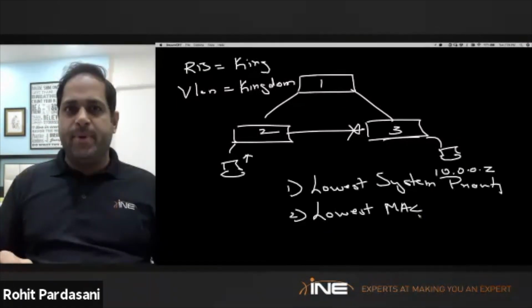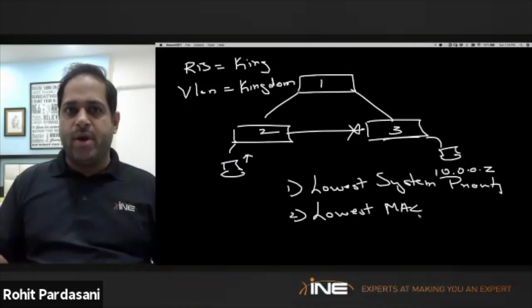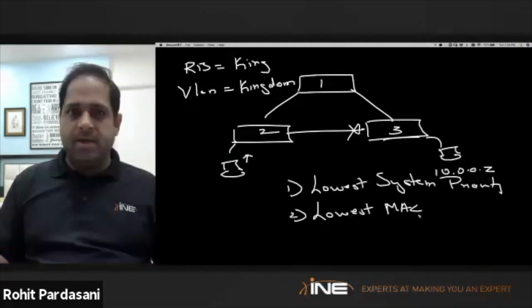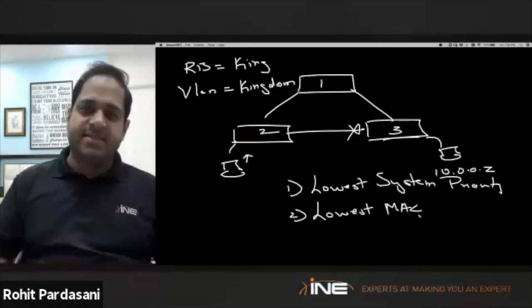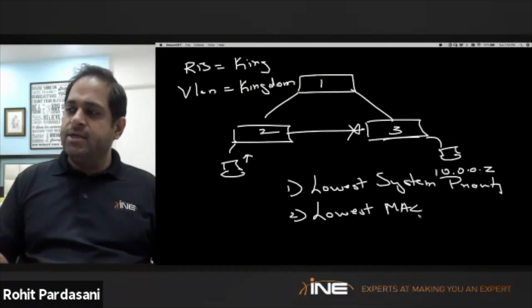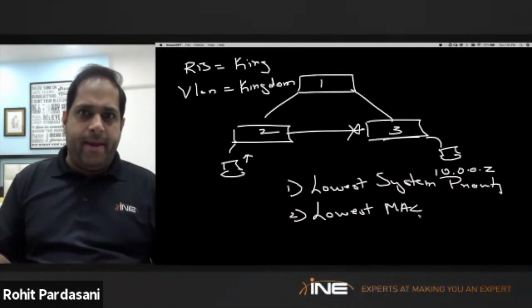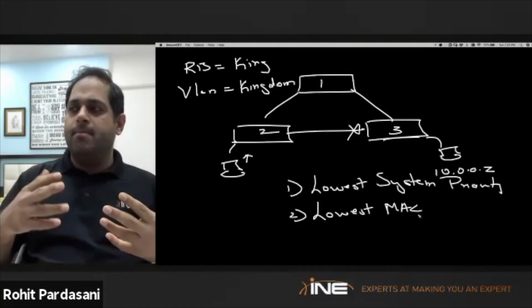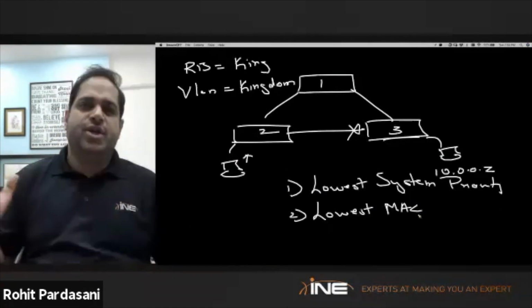First, it would always compare the system priority. Now, all Cisco switches have the default priority as 32768. And all priorities have to be in multiples of 4096. If you look at 32768, even that is a multiple of 4096. 4096 times 8 is 32768. So all switches will exchange BPDUs. They would basically compare the system priority. Let's say I have not changed or manipulated any of my system priority. I haven't changed that. Let's assume that.